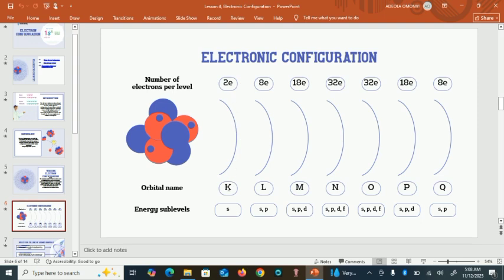For 2 electrons, the orbital name is K and the energy level is s. For 8 electrons, the orbital name is K and L and the energy level is sp. So which means if you have 2 electrons, they can only stay in the K orbital and the sub-energy level only s. If you have 8 electrons, they will occupy the K and L orbitals, and the sub-energy levels will be sp. For 18 electrons, that is M, which is spd. 32 electrons, that is N, which is spdf. And subsequently all others follow suit.